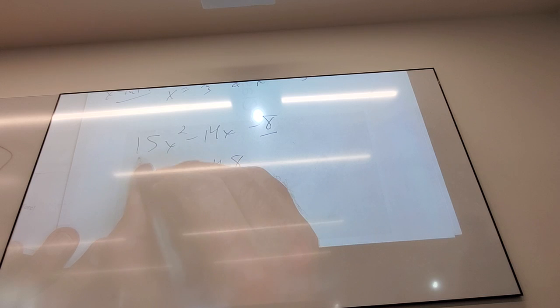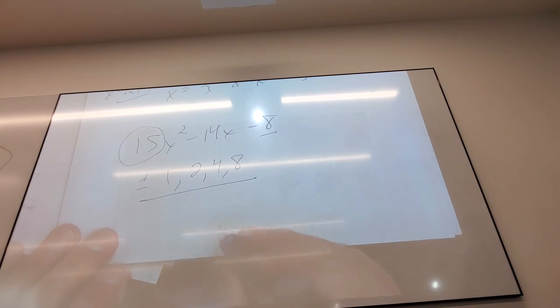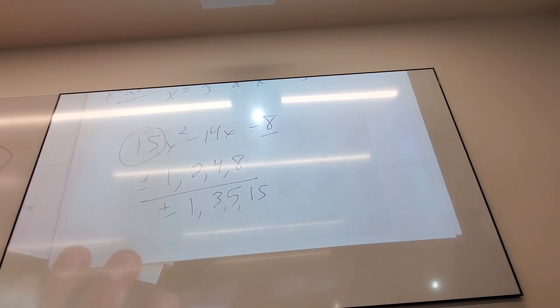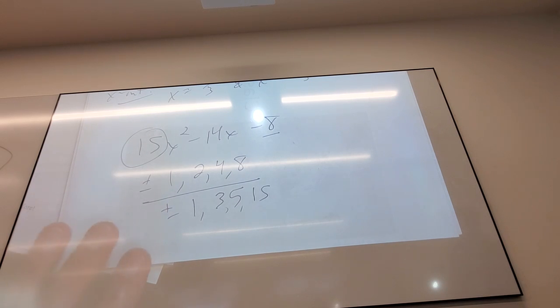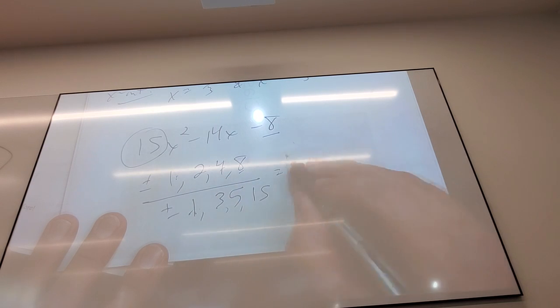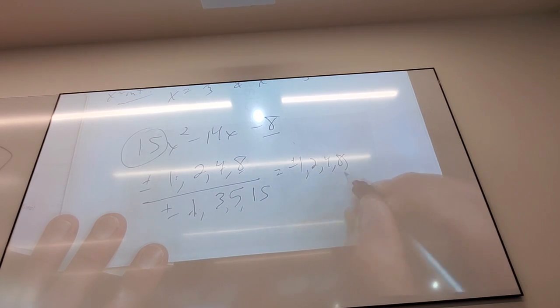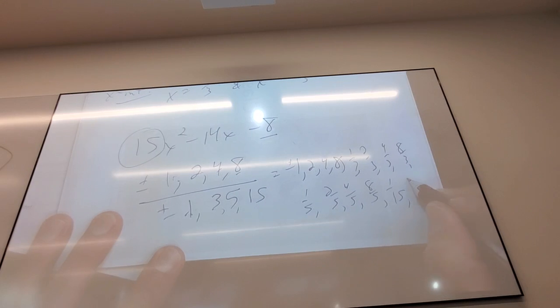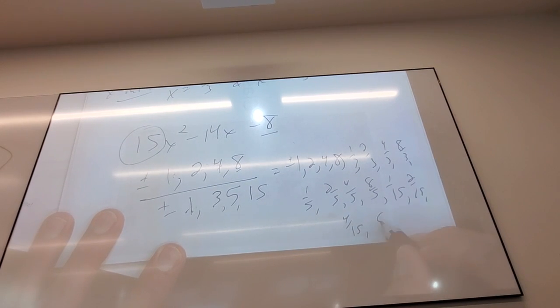What could be on the bottom are any factors of this leading coefficient. And what are the factors of 15? 1, 3, 5, 15. So what is the complete list of all the possible things that could have worked? You can divide everything by 1, yes? So it could be 1, 2, 4, 8, and then you divide everything by 3: 1/3, 2/3, 4/3, 8/3, and then you divide everything by 5: 1/5, 2/5, 4/5, 8/5, and then you divide everything by 15: 1/15, 2/15, 4/15, 8/15.